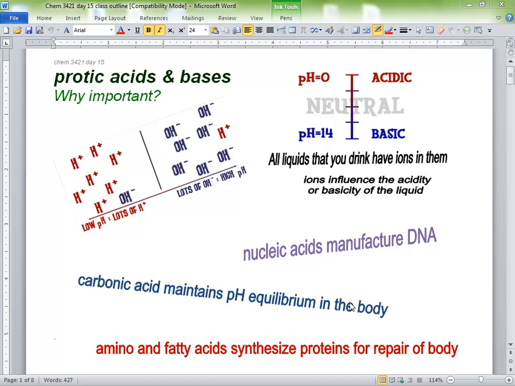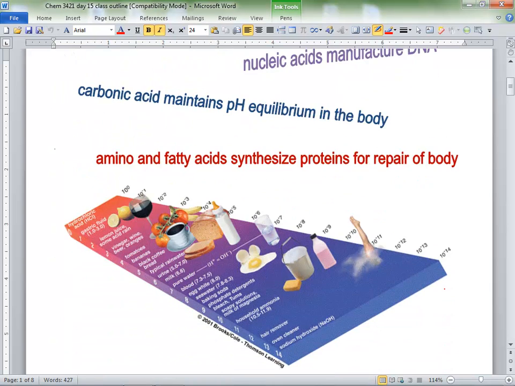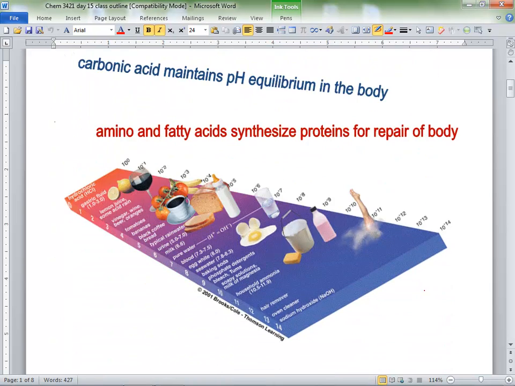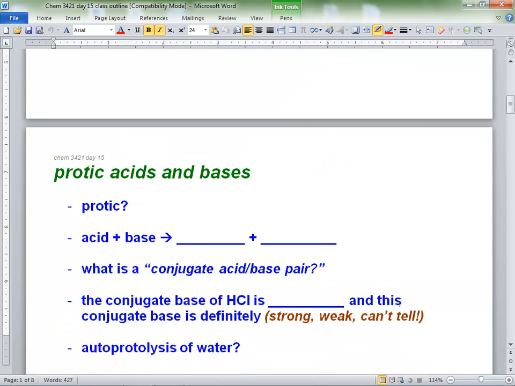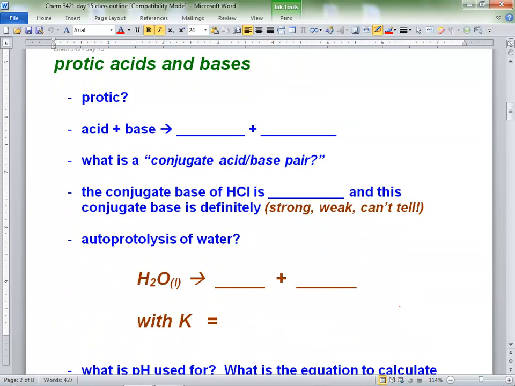Carbonic acid keeps the pH equilibrium in your body. I mean, you can't stop them. And vitamins, they're all weak acids. So understanding the equilibria and being able to predict how equilibria would be changed with acid-base reactions is a big deal. They're everywhere in the environment.